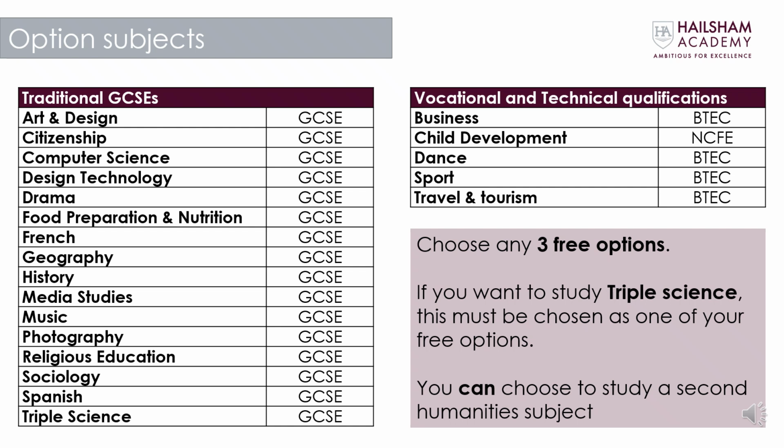At this point, if you wanted to follow the triple science pathway, that should take one of your 3 choices. And if you wanted to study both geography and history, at this point you would choose the one that you haven't selected earlier on in the form.